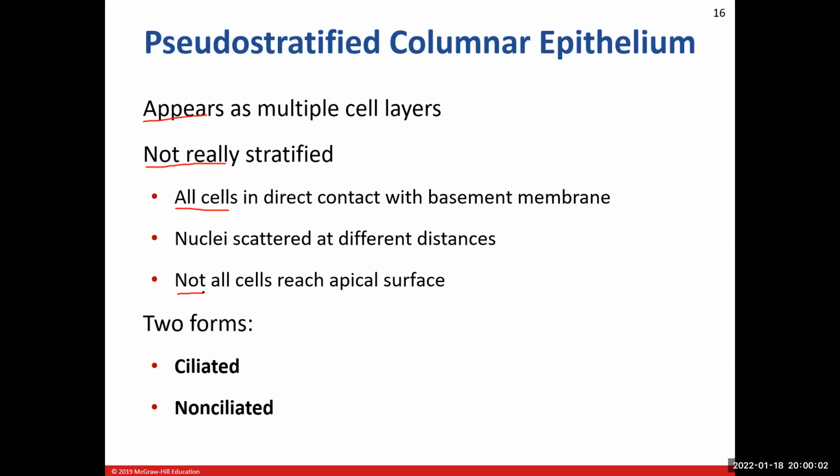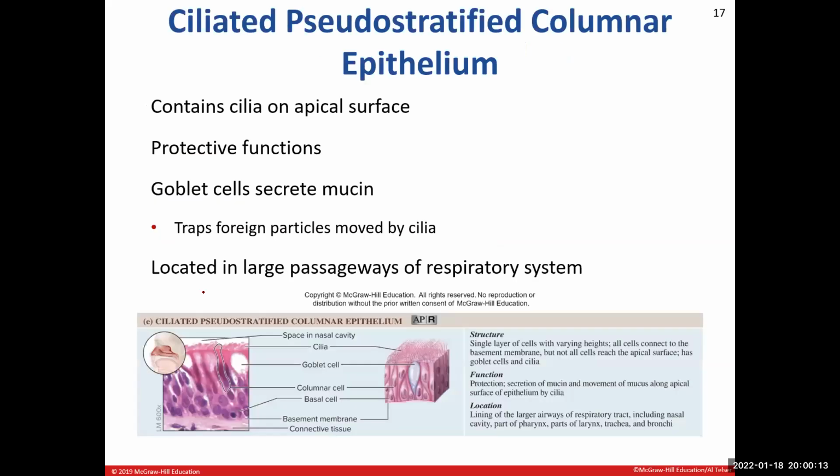So of course, there's two forms. We have the ciliated and the non-ciliated. Look at the term. Ciliated tells you that there's cilia on top. Non-ciliated tells you that there's no cilia. So when we look at our ciliated pseudostratified columnar epithelium, of course, there's cilia on top. This type of epithelium is going to serve as protection.